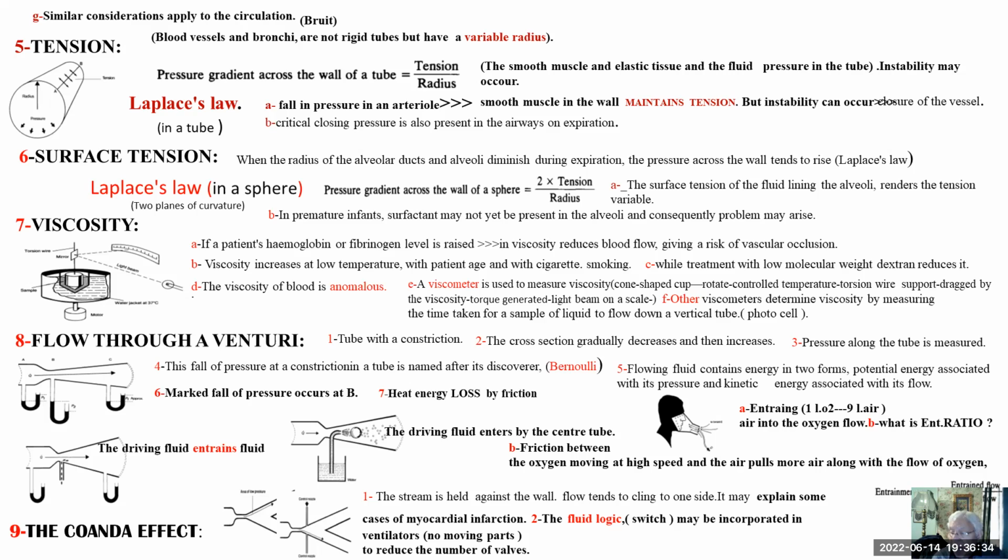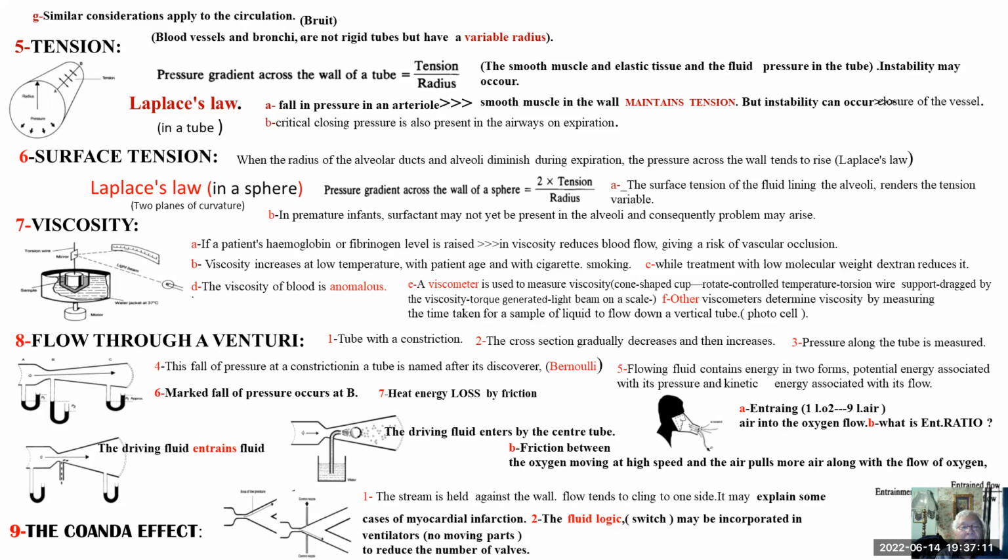Viscosity, as we said before, is the friction between the layers of the fluid. Of course, if the hemoglobin or the fibrinogen is increased, the viscosity will increase and will decrease the blood flow. Of course, we have circumstances where the viscosity is increased, such as in old age, in low temperature, and in smoking patients, while treatment with low molecular weight dextran reduces the viscosity.